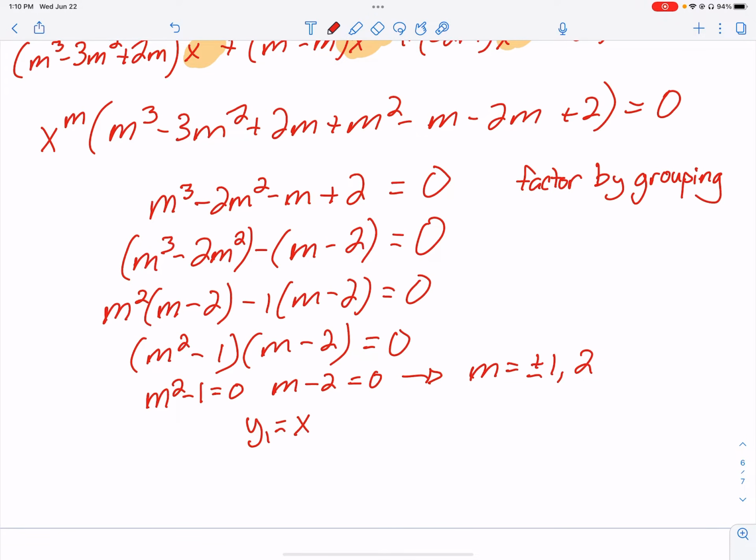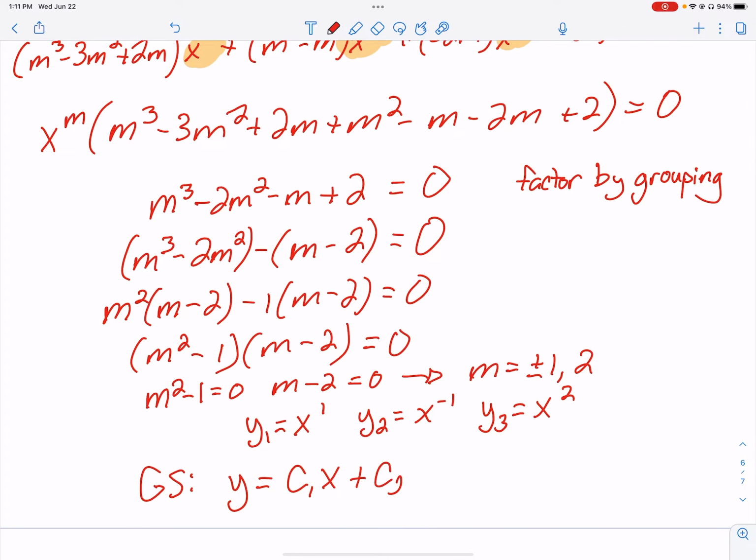y sub 1 equals x. Was it x in this case? Yep, x to the 1. y sub 2 is x to the negative 1. And then y sub 3 is x to the 2. That tells me my general solution to this DE is y equals c1x plus c2x to the negative 1 plus c3x to the second. So even though it's a higher order and we had to find some other way of factoring there, it's still solved the exact same way.